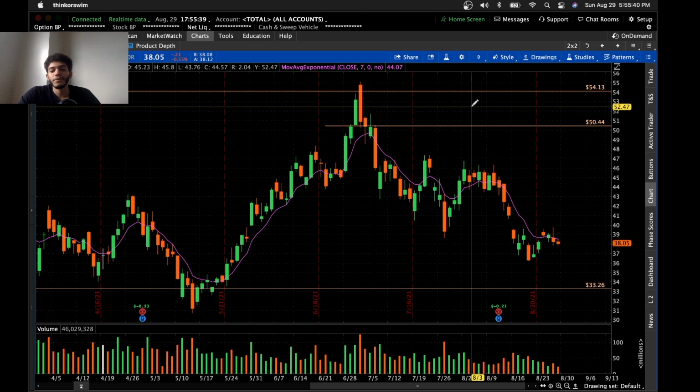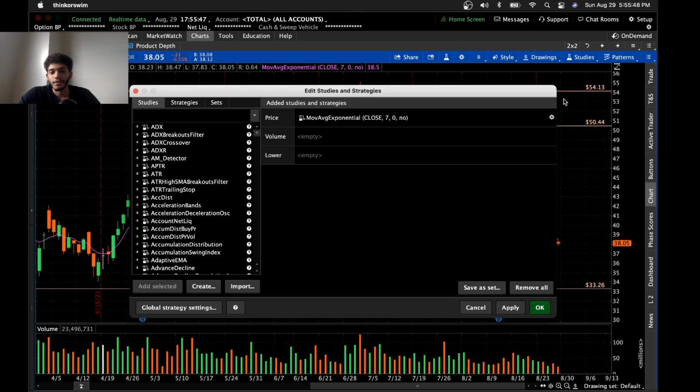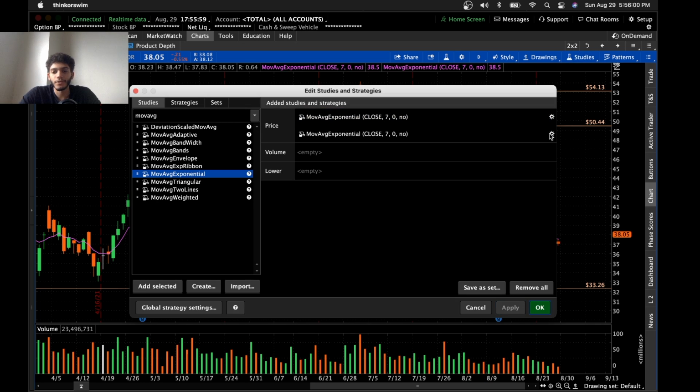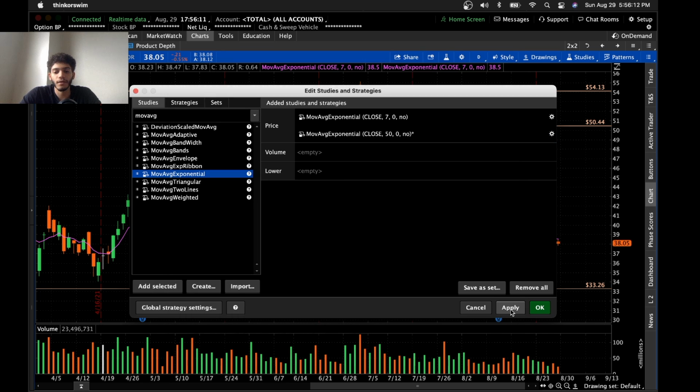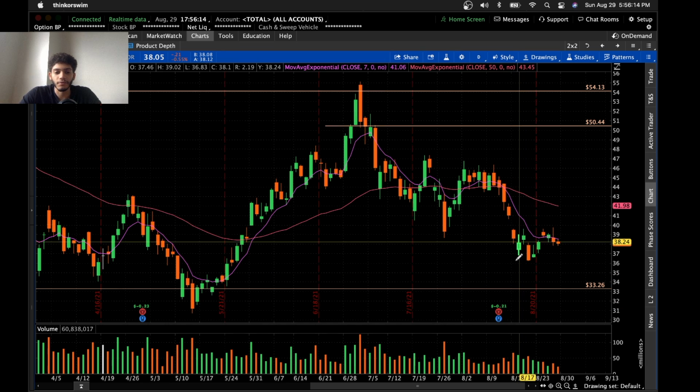So now that we have this, I want to add another moving average. And I'm going to change this by clicking settings here, the little gearbox. And then I'm going to change this to 50 for now. Change this to red, hit OK, hit apply. And let's see what we see.